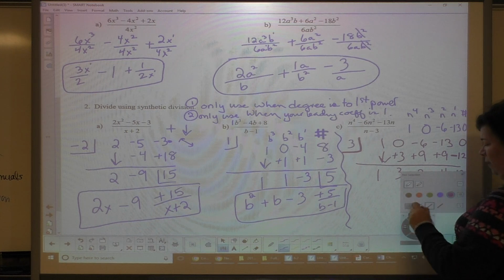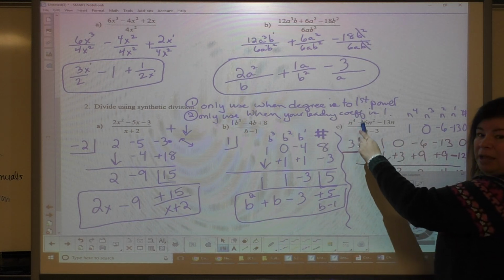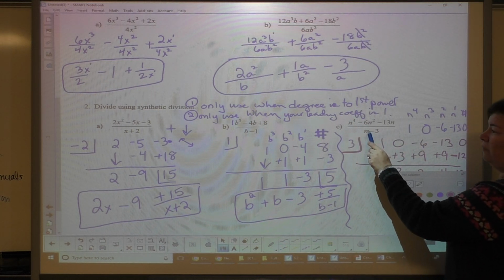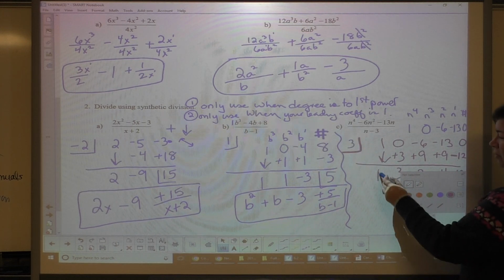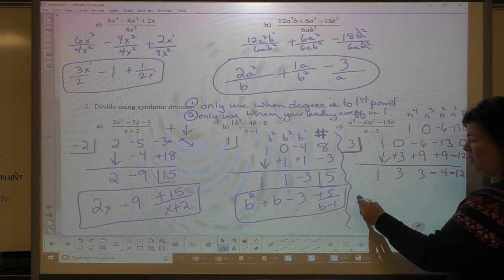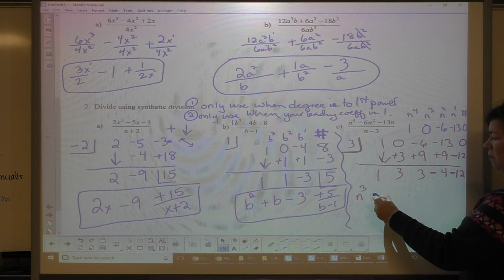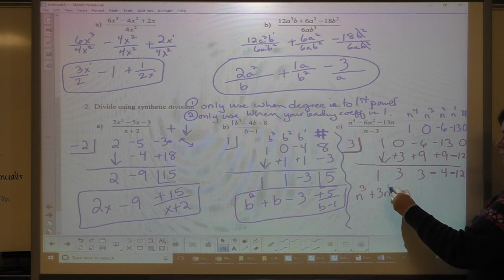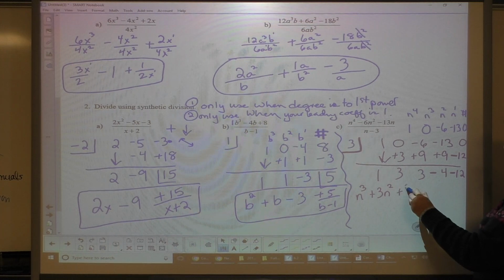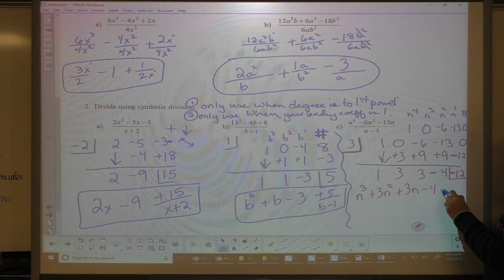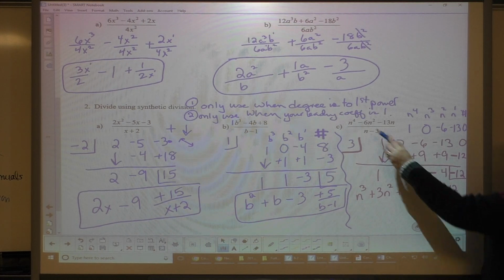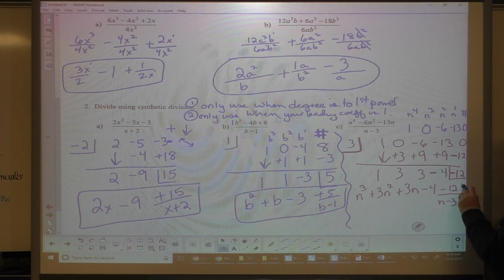All right, so our final answer, again, if we started out with n to the 4th power dividing by n to the 1st, we know we're going to get n to the 3rd. So it's always going to be 1 degree less. So this is our leading coefficient of n cubed plus 3n squared plus 3n minus 4, and then this is our remainder, minus 12, all over n minus 3.